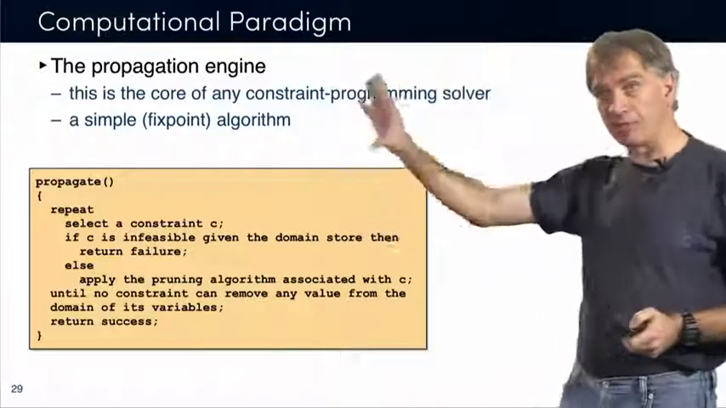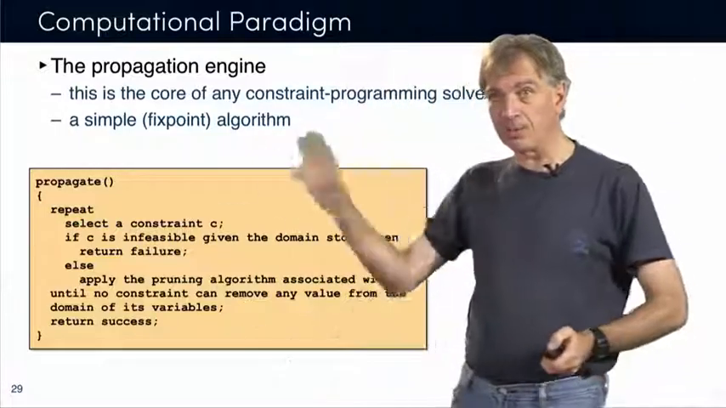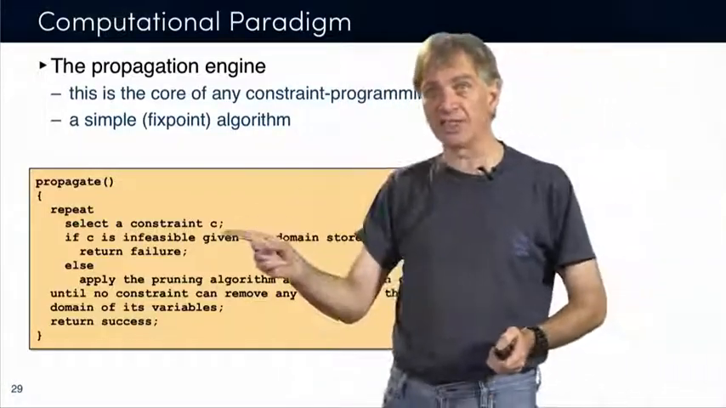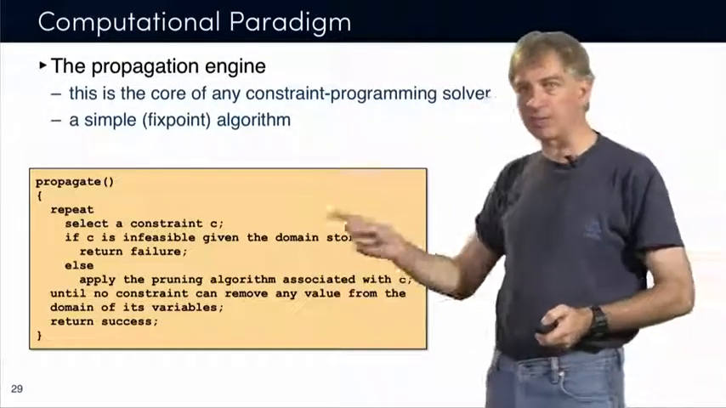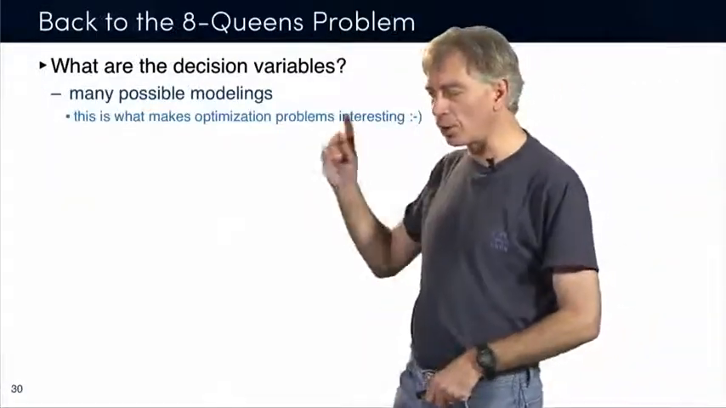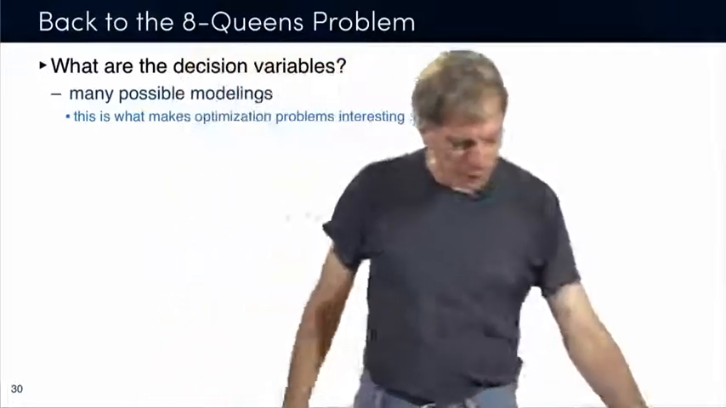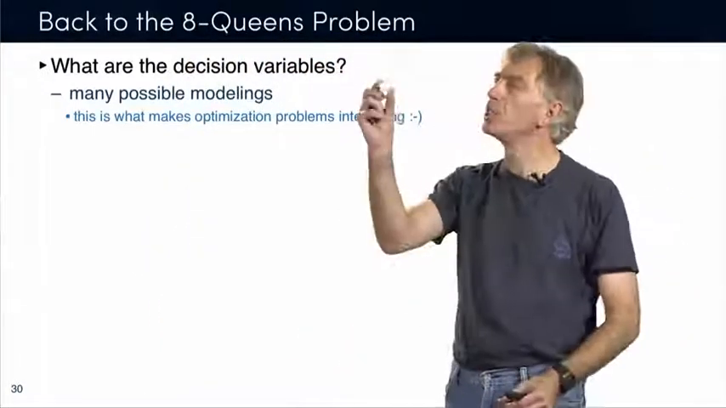So the key is basically this propagation engine, which is selecting constraints, asking if they are feasible, and then if they are feasible, asking if they can prune the search space. Okay, so if we come back to this beautiful 8 queens problem, right? So my beautiful queen. Right?